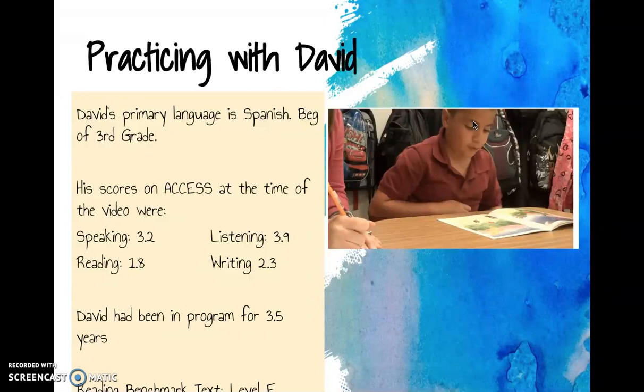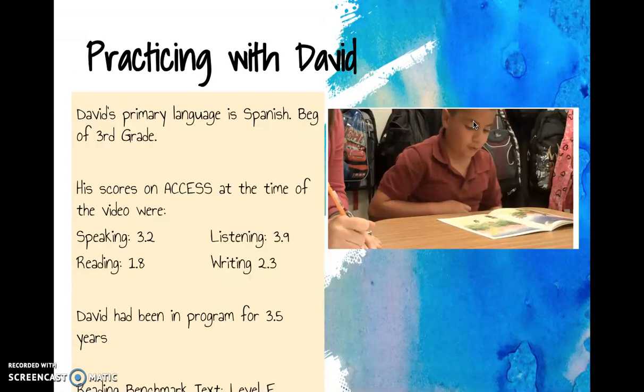That means he started in kindergarten, and when he did, he was at a level 1 in all of the domains of access. Thinking about how it takes a year to move from a level 1 to 2, and a year from a 2 to a 3, and then 2 years from a 3 to a 4, David seems to be just a little bit behind as far as typical language growth. This will be something we'll want to keep in mind.